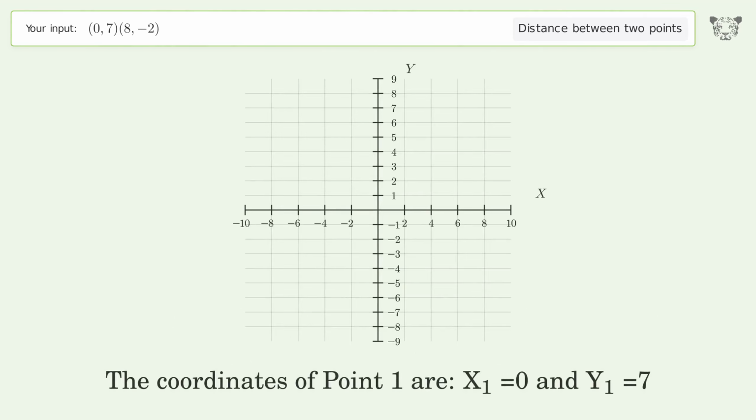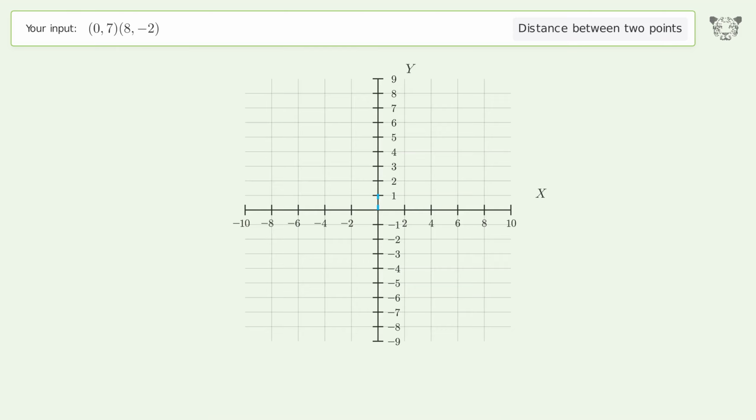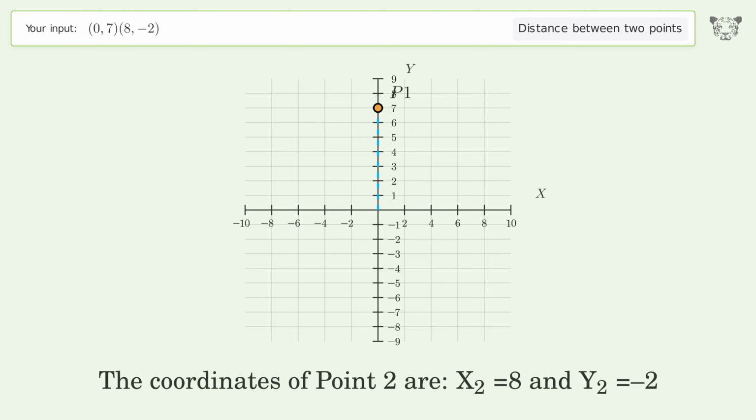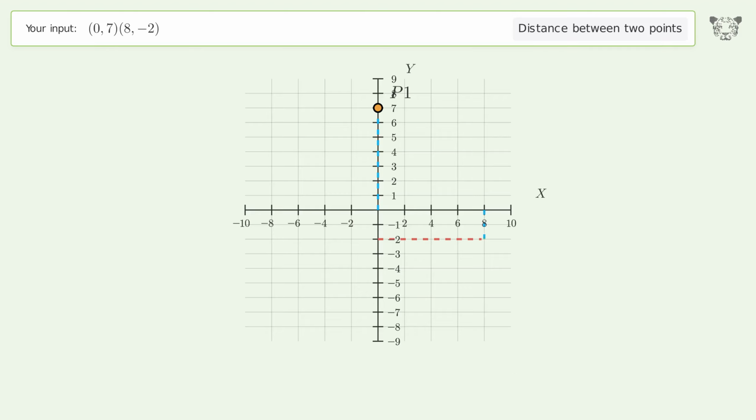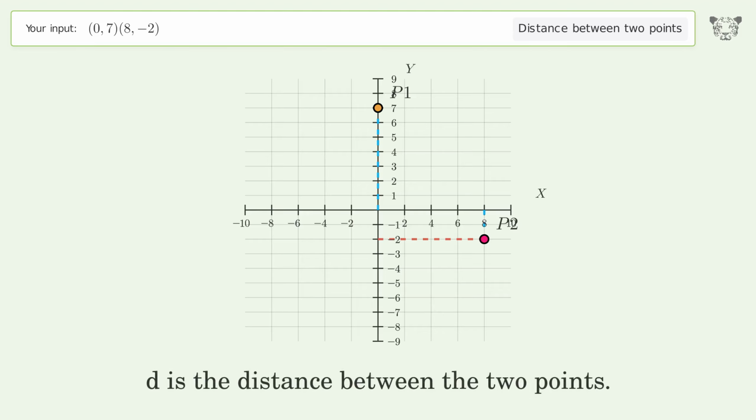The coordinates of point 1 are x1 equals 0 and y1 equals 7. The coordinates of point 2 are x2 equals 8 and y2 equals -2. D is the distance between the 2 points.